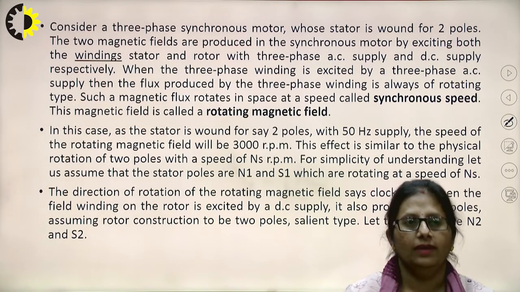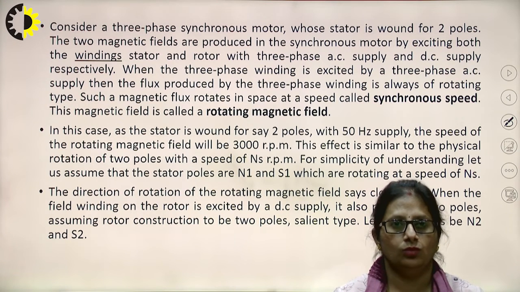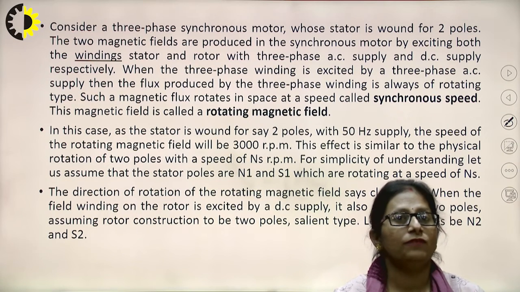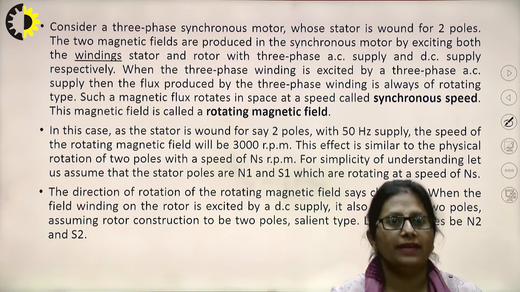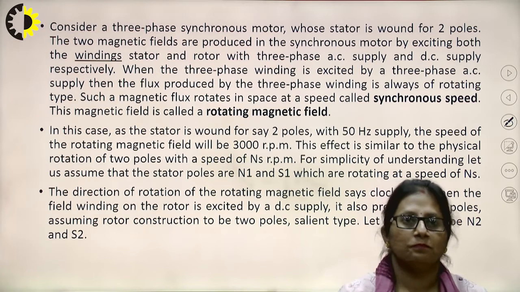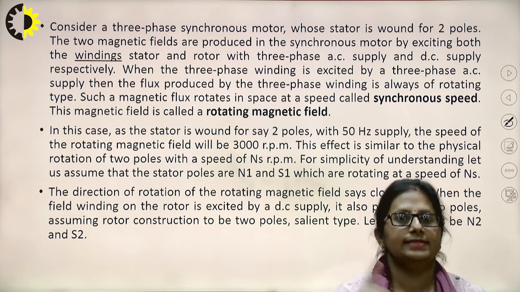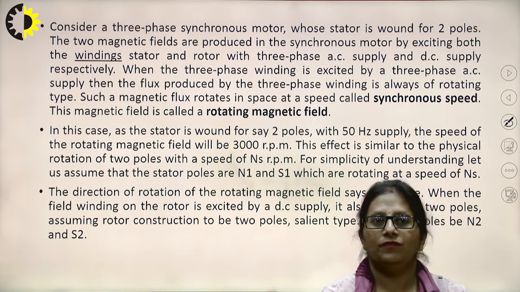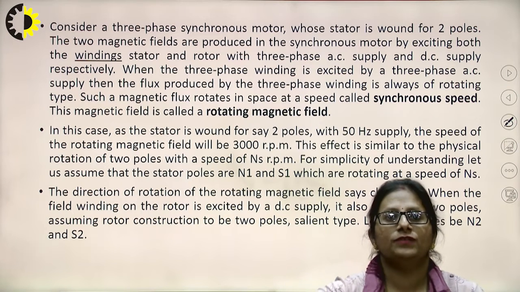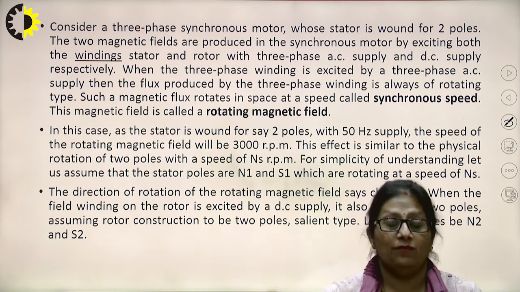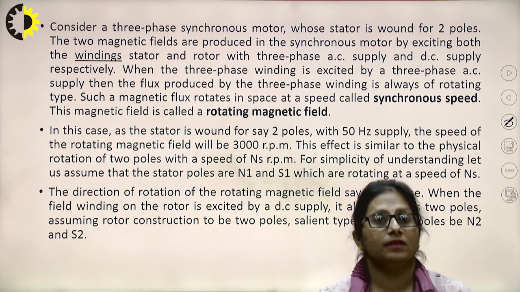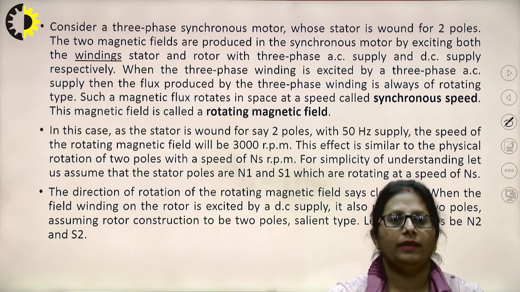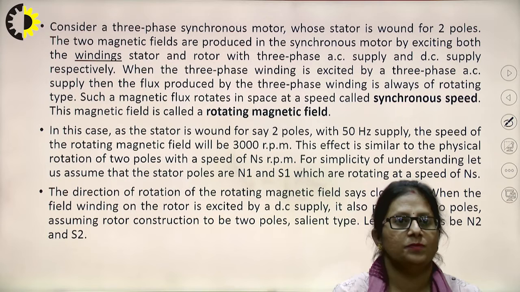Let's see the same principle applied to the synchronous motor, and how the motor is going to work. Consider a 3-phase synchronous motor whose stator is wound for just 2 poles. The two magnetic fields are produced by exciting both the windings: the stator with the 3-phase AC supply and the rotor with the DC supply. When the 3-phase winding is excited with the 3-phase AC supply, the flux produced is always rotating. We have seen in the 3-phase induction motor that when you provide a 3-phase supply to the stator, a rotating magnetic field is produced which rotates in space.